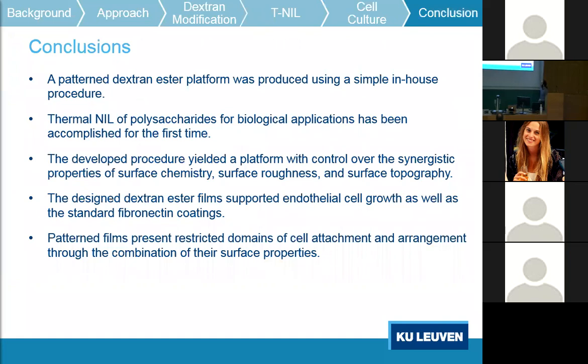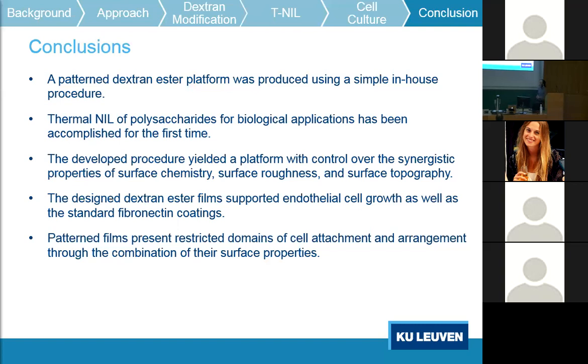So, in conclusion, I developed a patterned dextrin ester platform using a simple in-house procedure with a hot plate and a steel weight. I performed thermal nanoimprint lithography on polysaccharides for a biological application for the first time, and I believe also for the first time for dextrin. The developed procedure was able to yield a platform with control, or relatively good control, over the synergistic properties of surface chemistry, surface roughness, and surface topography, although the last two properties were linked together through the patterning process.